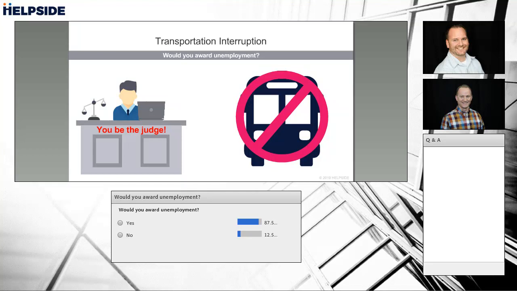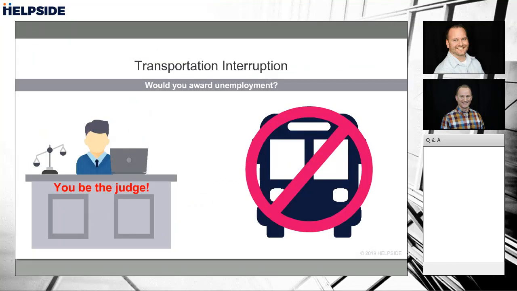Again, this is a real scenario that we've had to deal with. Sure. With this, I would agree with most of you that yes, she would probably be awarded unemployment. Some things to note, though, is if possible, the employer could ask her, hey, are there carpool options? Can you ride with somebody else? Is there a different bus? Is there a train? Or do you have a bike or any other way to get to work?